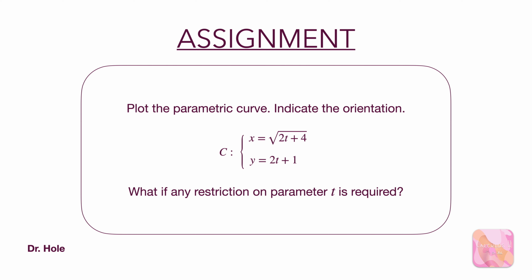You give it a try. Plot this parametric curve given by algebraic functions and indicate the orientation. Then note, because we have a radical involved, that will naturally prescribe a restriction on the parameter t. In first year calculus, we don't use complex numbers, so t must be taken so that the radicand is non-negative.